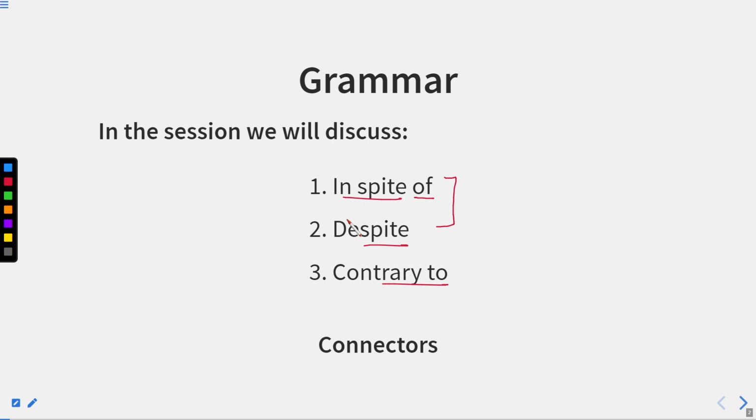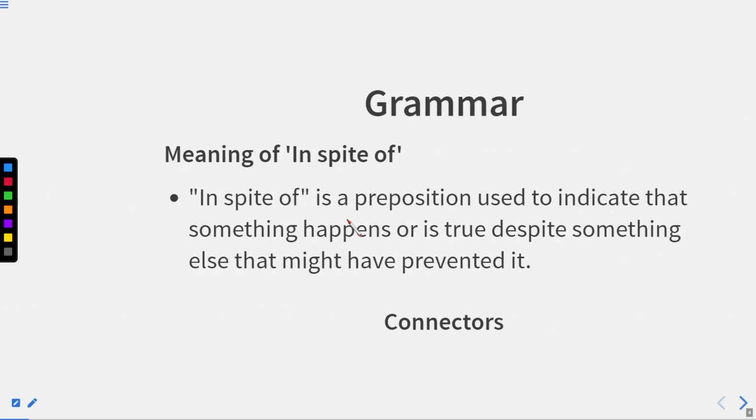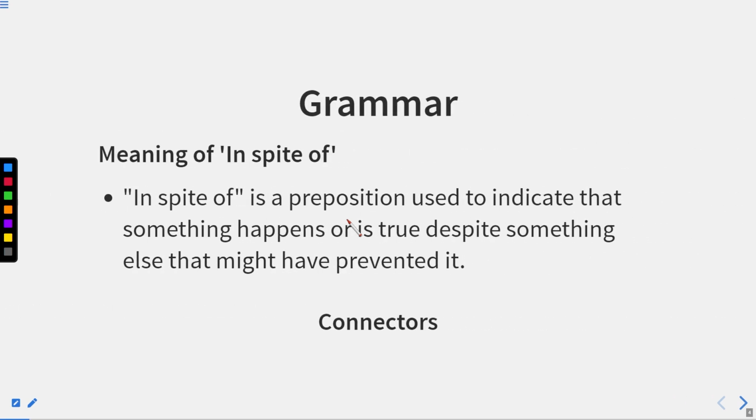So let's begin with the session. So first, we are going to discuss in spite of. The meaning of in spite of. Now, it is just as we used notwithstanding. This can be the substitute of that particular word.